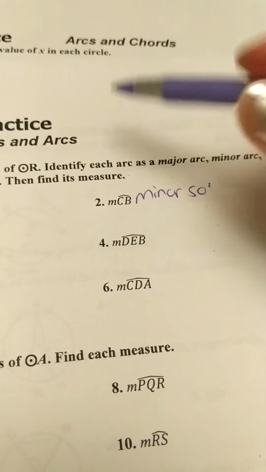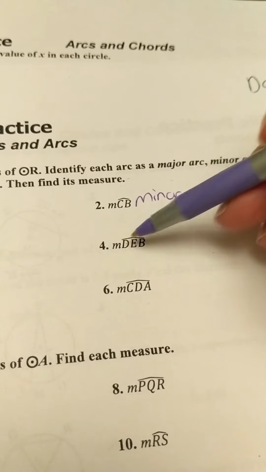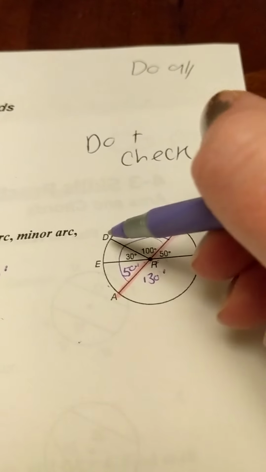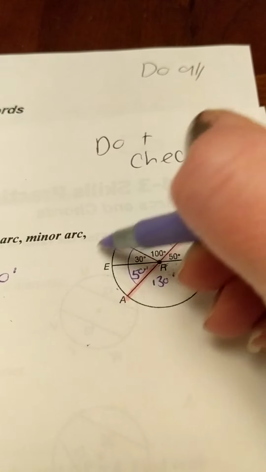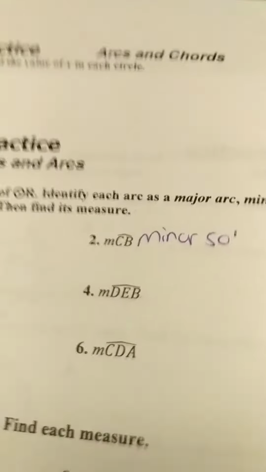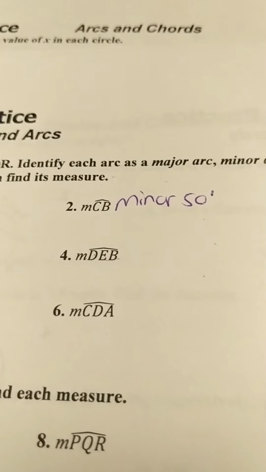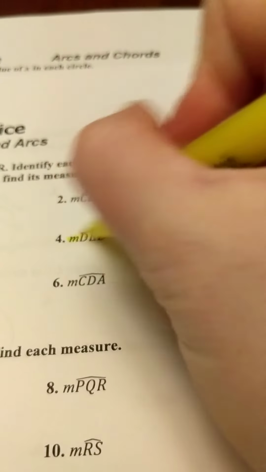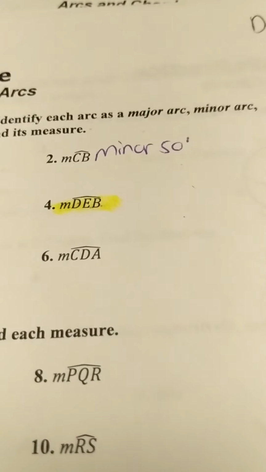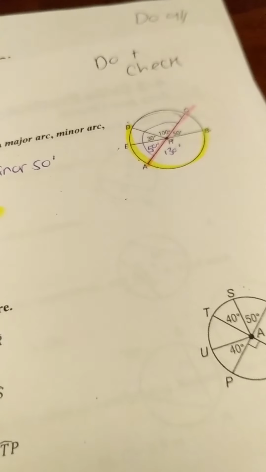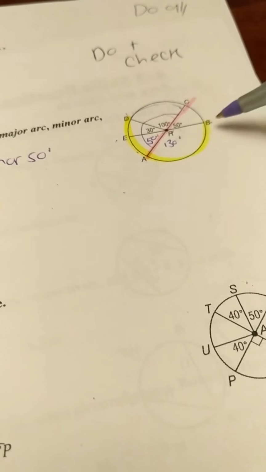Number 4 says to find the measure of arc DEB. So notice that there's 3 letters there. So that's going to mean that I have to start at D, then go to E, and then come all the way around to B. I have to go in that order. So DEB, I'm going to highlight this so we can see it. So DEB is going to go from D to E all the way around to B in that order. So that's our whole arc that we're talking about.